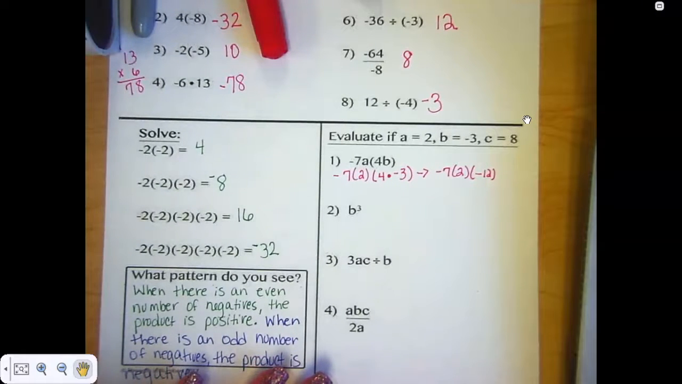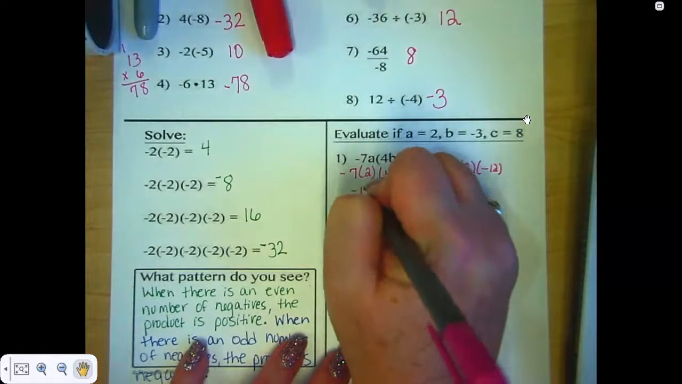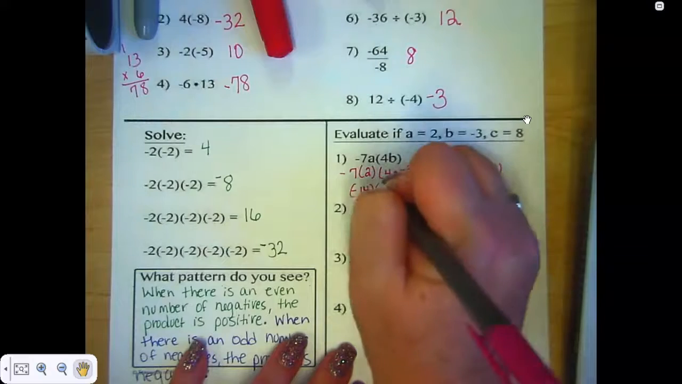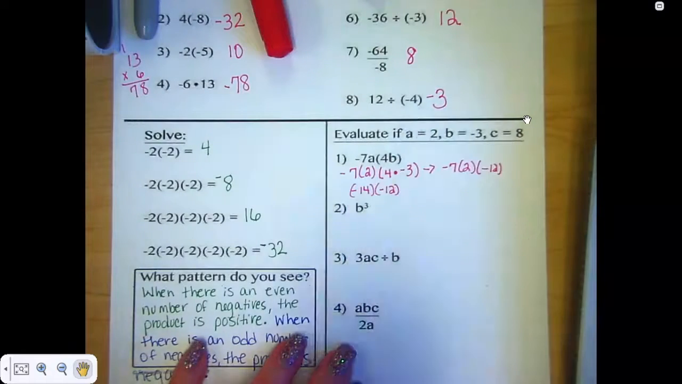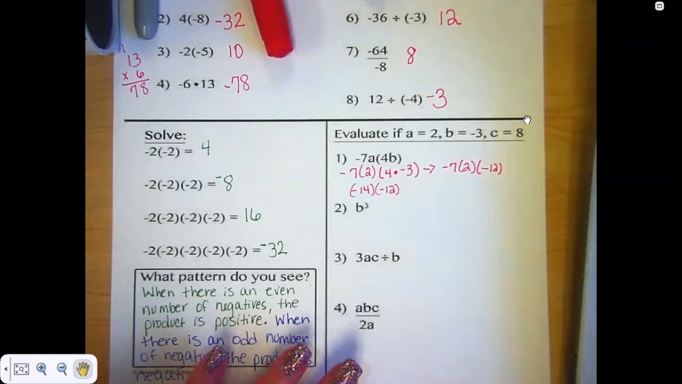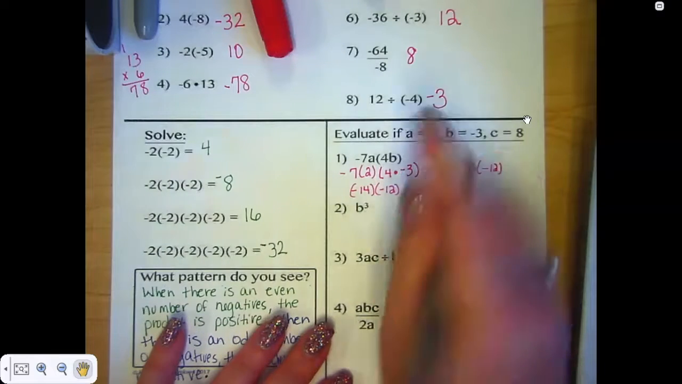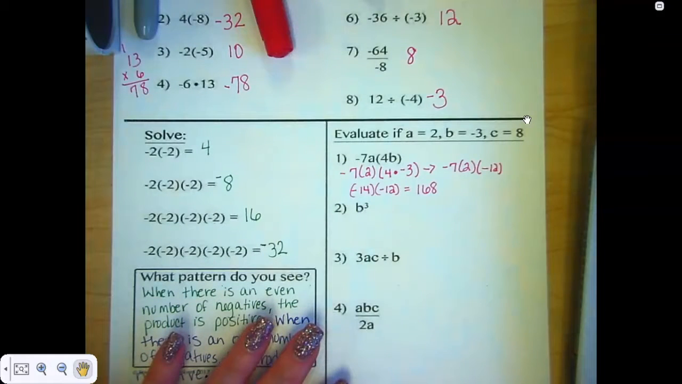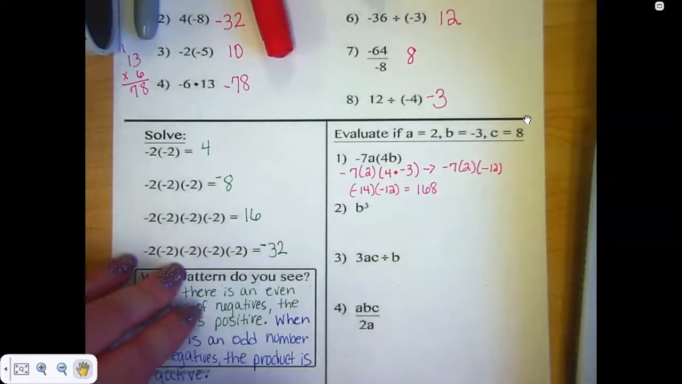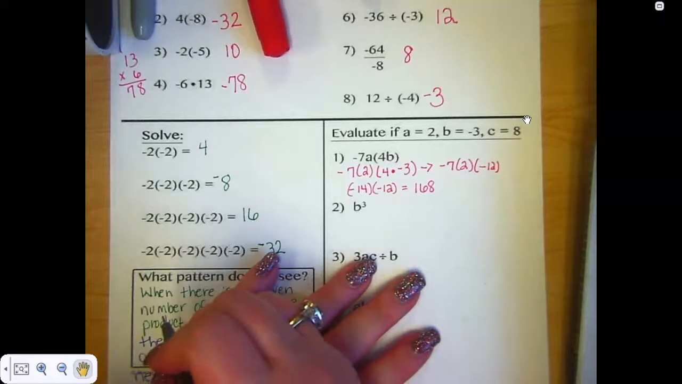And 7 times 2 is 14. So negative 14 times negative 12. Do you know 14 times 12? 168. All right. Equals 168, and a negative times a negative is a positive. Anybody want me to show that 14 times 12? Everybody knows how to do that?